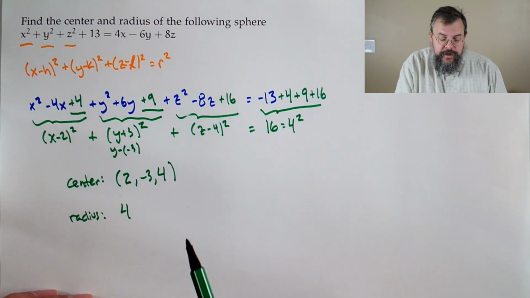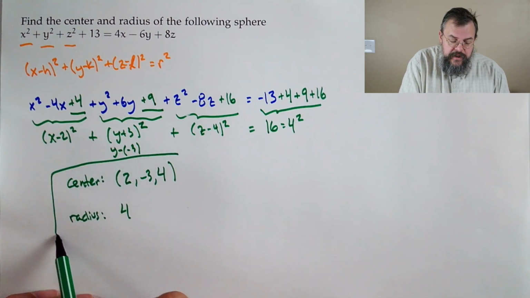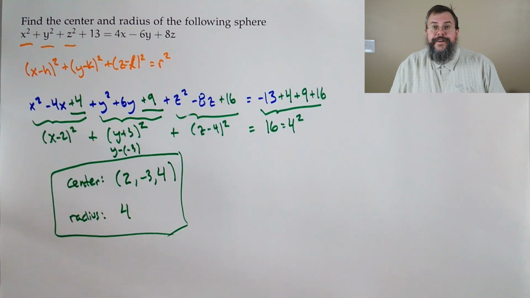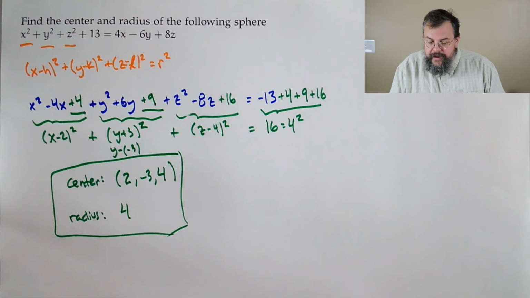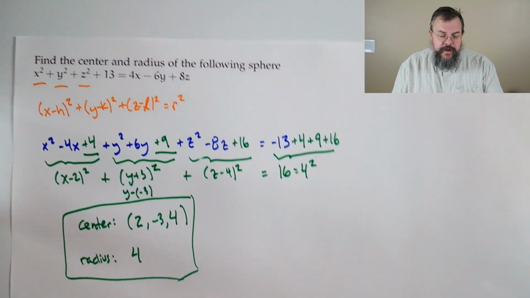Right? r squared is 16, so r is 4. Good. And there you go. Complete the square. Nice. Good problem. Okay, well, let's try another problem.